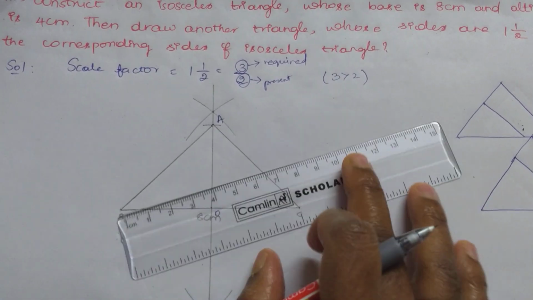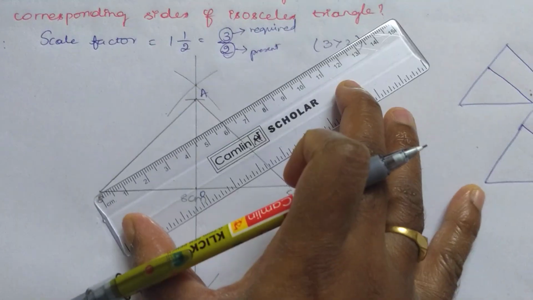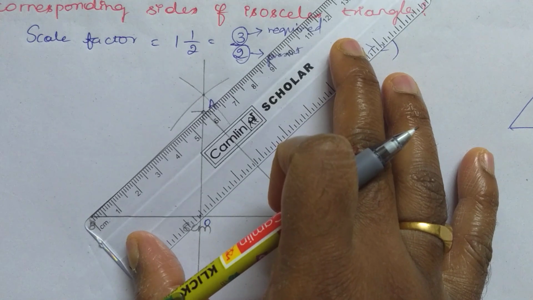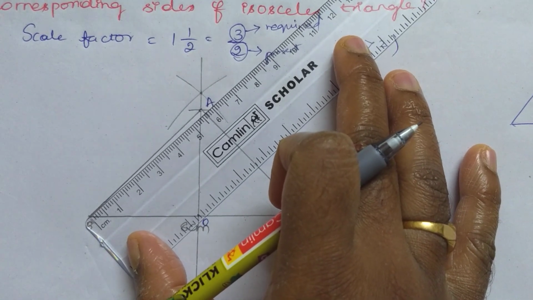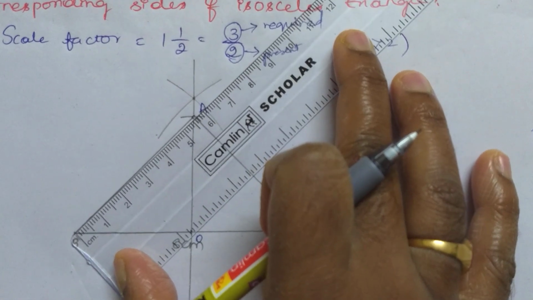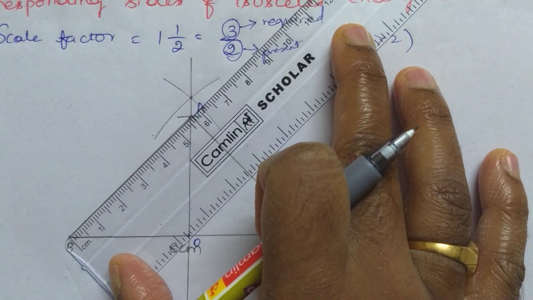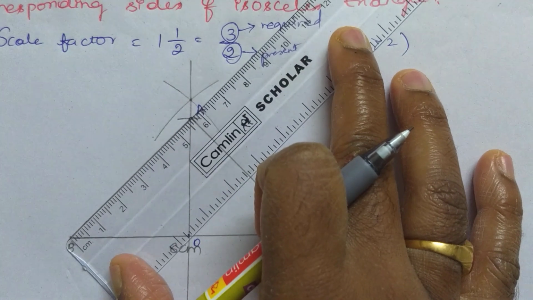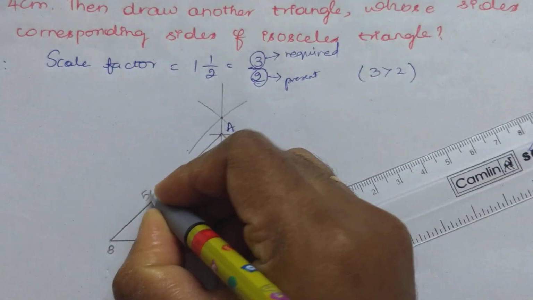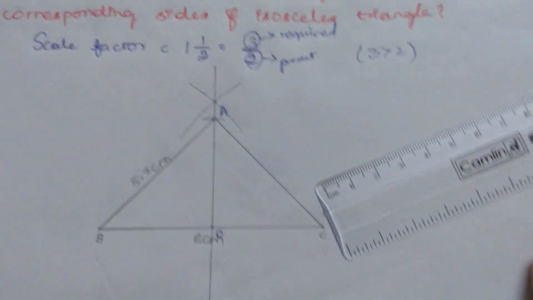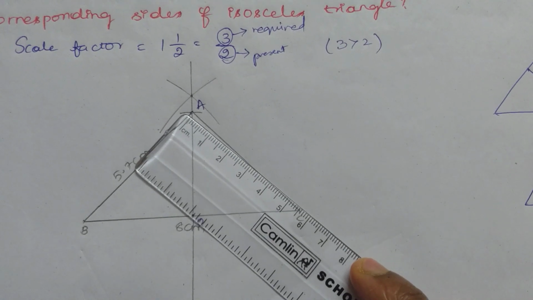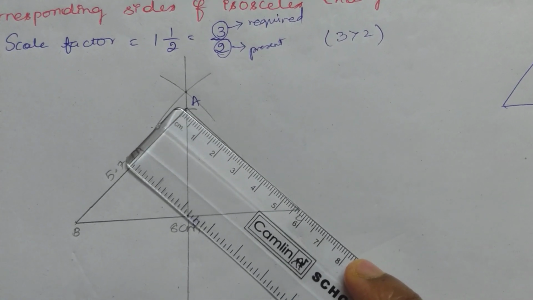So let's measure the length of the side AB also. I'll show you, from B to C. When you see here, it's 5.7. Clear, right? Write this as 5.7 centimeters. So the side AB value is 5.7 centimeters. In the same way, let's measure the side AC also.